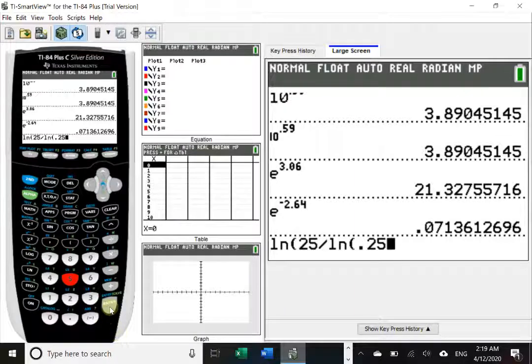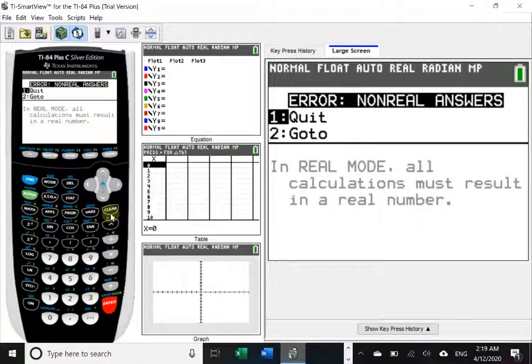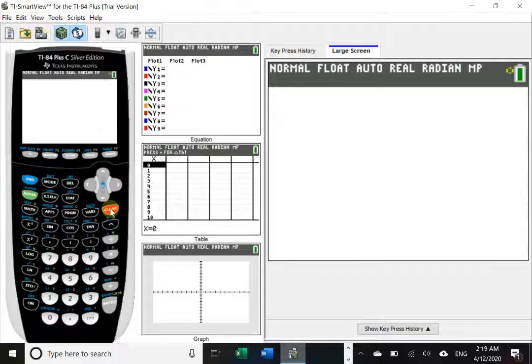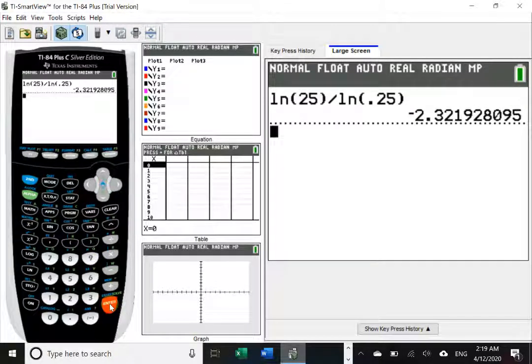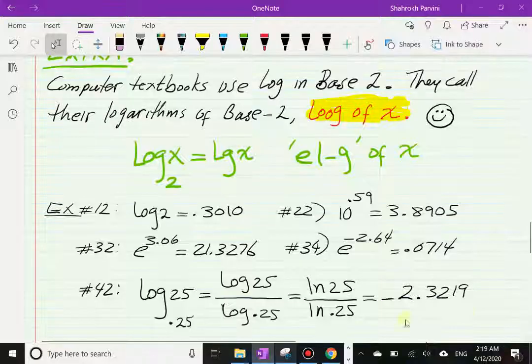You see that? Enter. Ooh, it didn't like the syntax. No worries, we'll fix it. Let me clear the screen. Okay, ln of 25, close parenthesis. The problem was with parentheses here. ln of 25 divided by ln of 0.25. Let me close parentheses. Now you see how that looks reasonable. That should do. The answer is negative 2.3219. Okay, 3219, and there's 3219. So this is how you work these.